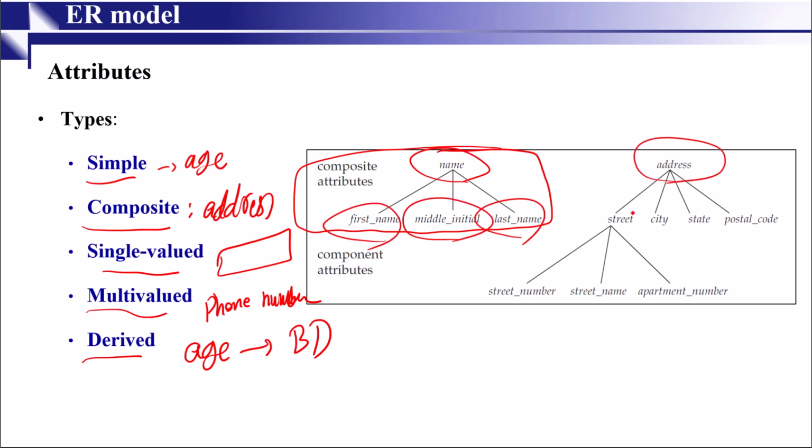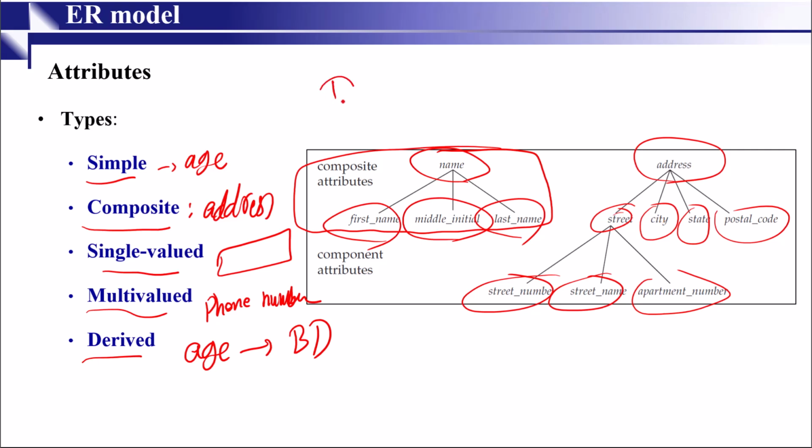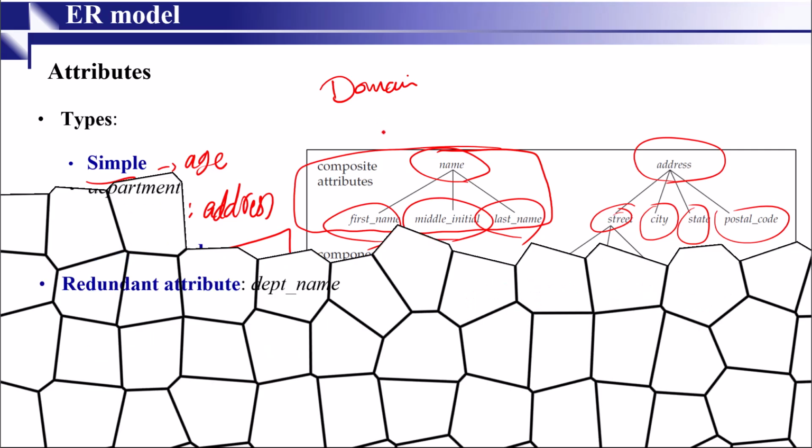Address is a composite, but it can go to a street. A street is still composite, like a street number, a street name, but city is single, right? So simple, right? Postal code is simple. So in here, we should care of domain, and domain is the set of permitted values for each attribute.